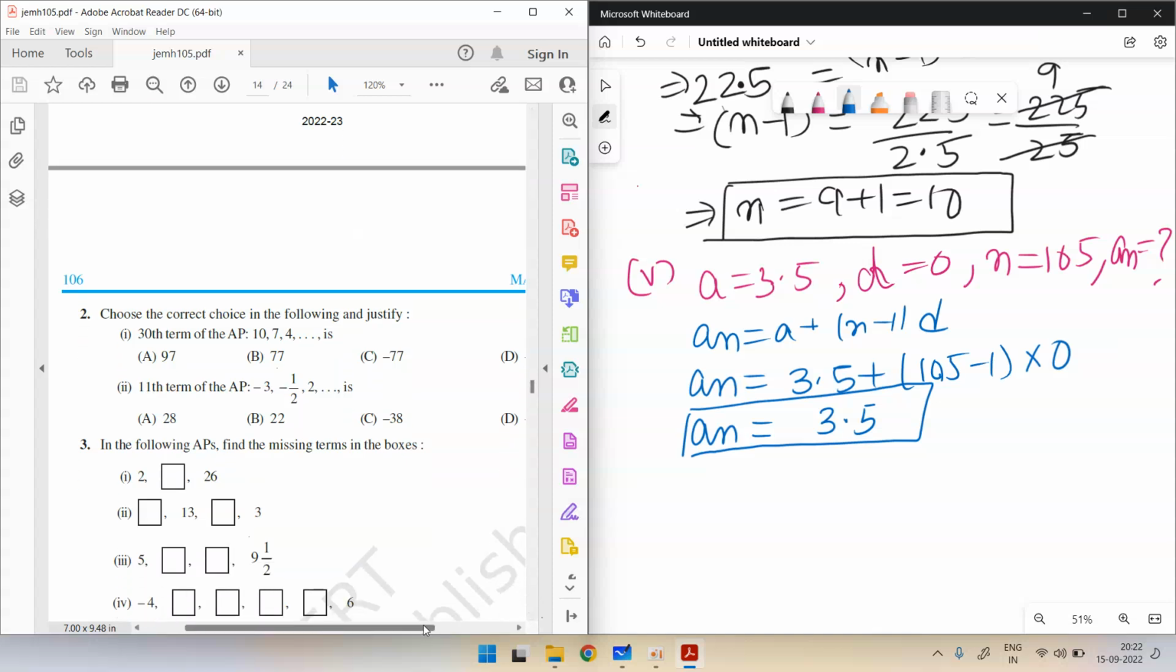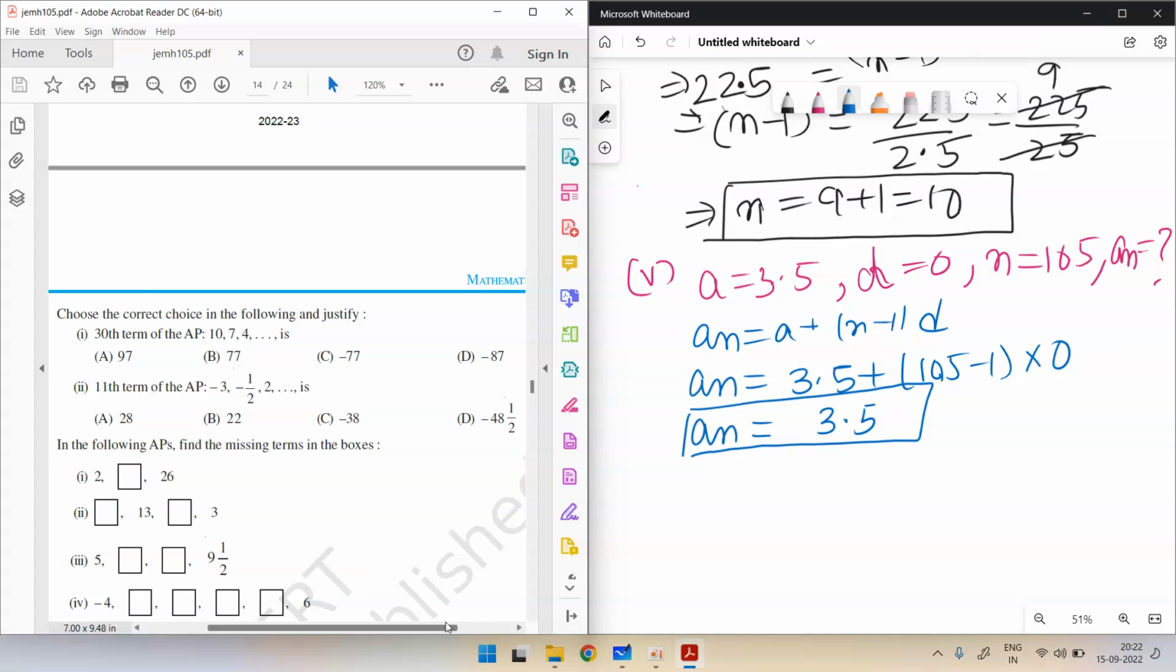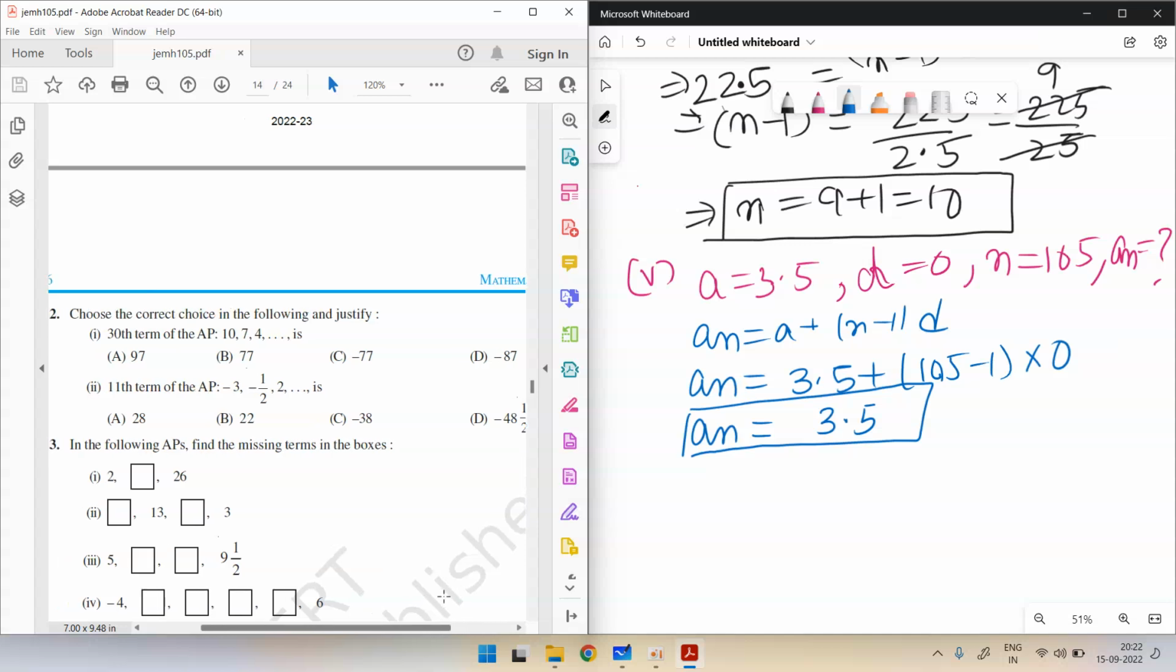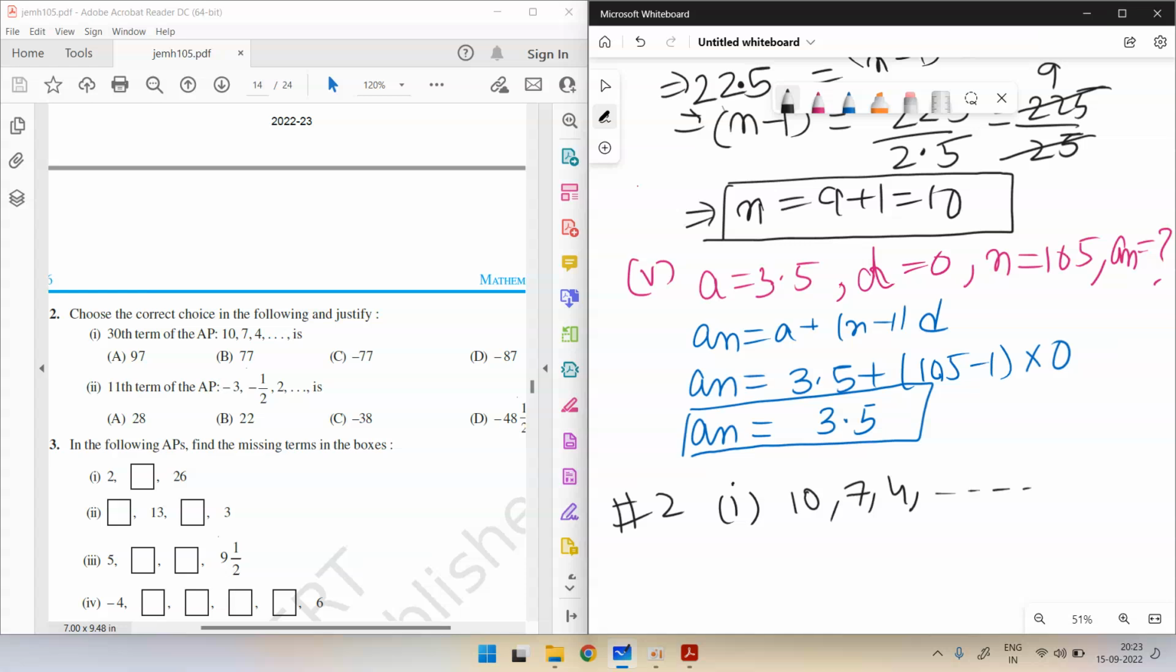Now the second question, from the second part, number 1. It says that the 30th term of an AP is what? The AP is 10, 7, and so on. It is given that it is an AP, so no need to verify. So the first term a equals 10, and d is the second term minus the first, 7 minus 10, which is equal to minus 3.